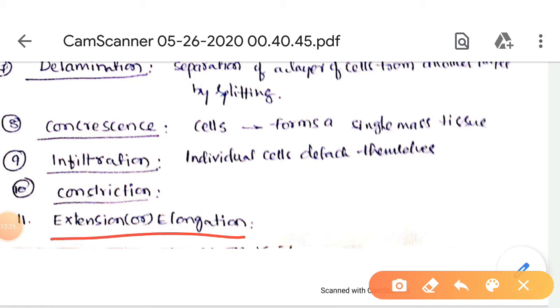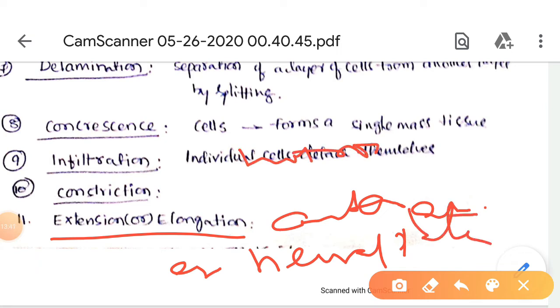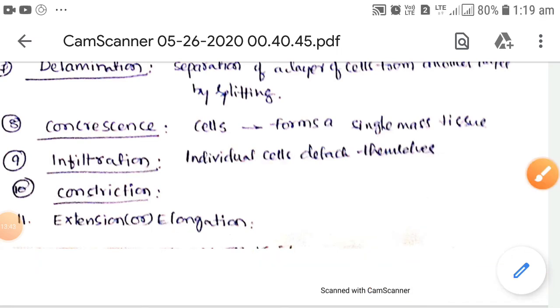And another one, extension and elongation. It refers to the anterior and posterior elongation of parts of the embryo. Example, neural plate and notochordal rod, etc.